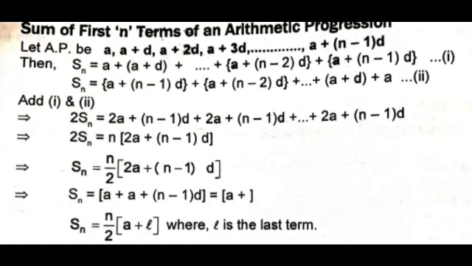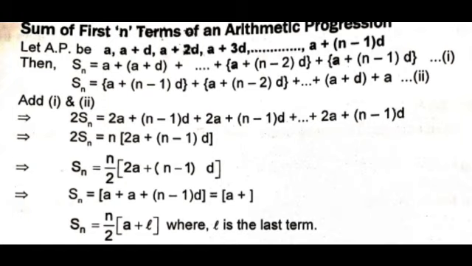So equation 1 and 2, if we add them, we will have on the left hand side 2Sn, which is equal to 2a plus (n minus 1) into d, plus 2a plus (n minus 1) into d, and so on. The last term is also 2a plus (n minus 1) into d. That is, for how many times do we have the same expression 2a plus (n minus 1) into d? For n number of times. That is, we have 2Sn equal to n into, in brackets, 2a plus (n minus 1) into d.